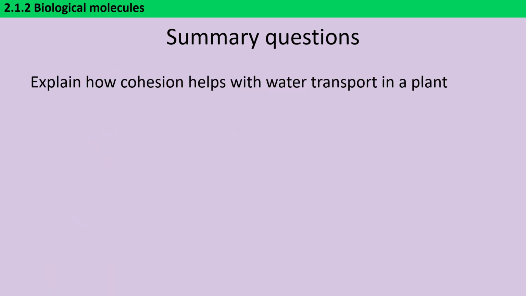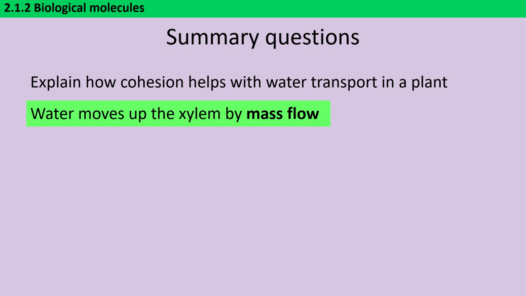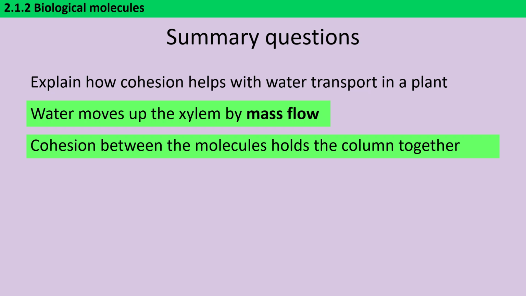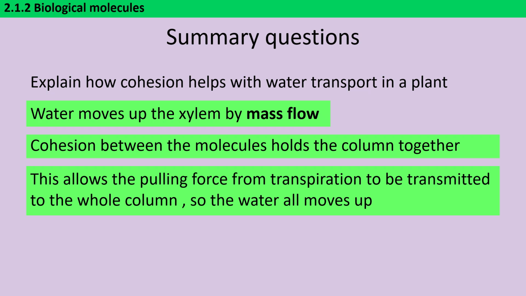Can you also explain how cohesion helps with water transport in a plant? So water moves up the xylem by mass flow, and this is possible because cohesion between the molecules holds the transpiration column together. This allows the pulling force from transpiration to be transmitted to the whole column, so all of the water moves up.